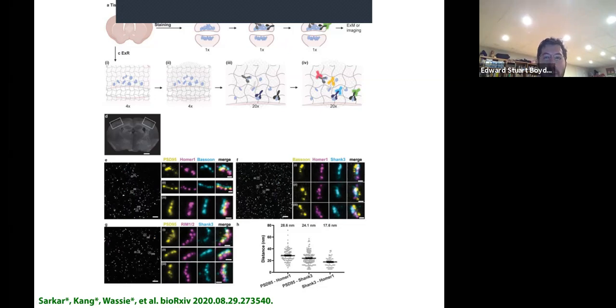Now, one of the fun features of this is that Deblina, Jinyoung, and Oz's protocol expands proteins away from each other. That gives us a second advantage. We don't just get better resolution, but we decrowd proteins from each other. We separate proteins from each other.